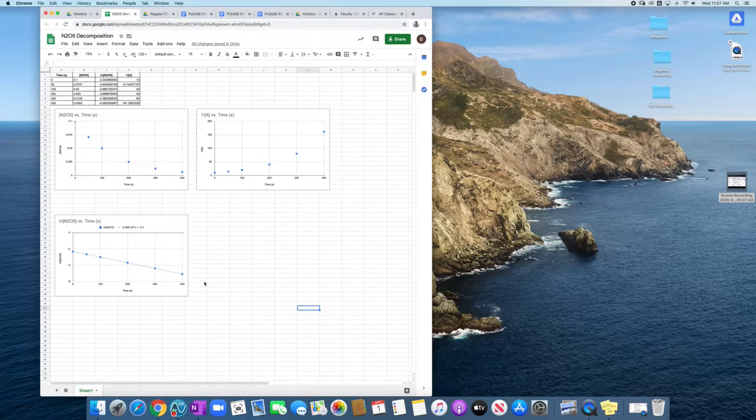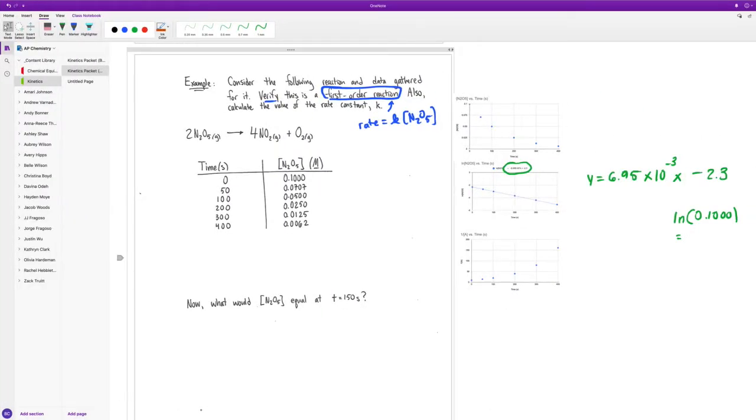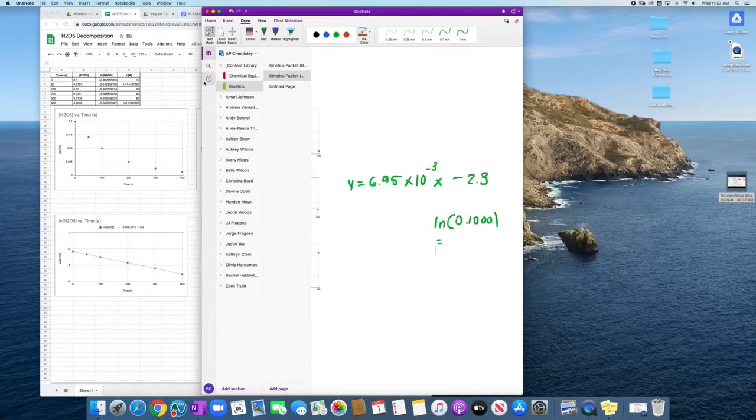And that was actually in the data right there. That's the y-intercept of our graph there. So negative 2.3026. And so I'll just update that in our equation.